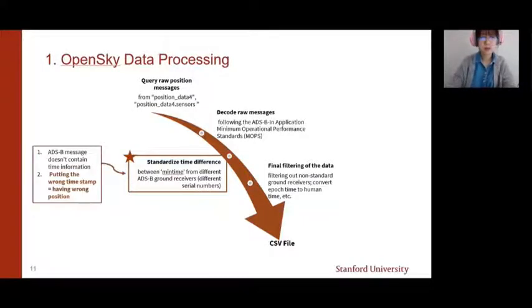Because of two reasons. First, the ADS-B raw message itself doesn't contain time information, so we wouldn't be able to use the message itself to figure out the time that it was received. However, the ADS-B ground receivers can put a timestamp onto the message, telling us when that message was received by that ground receiver. Therefore, the second important reason is that if an ADS-B receiver puts a wrong timestamp on the message, that's the equivalent of us having wrong position information. What do I mean by that?